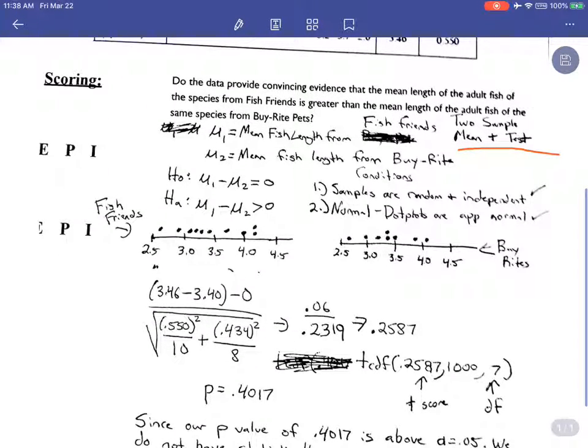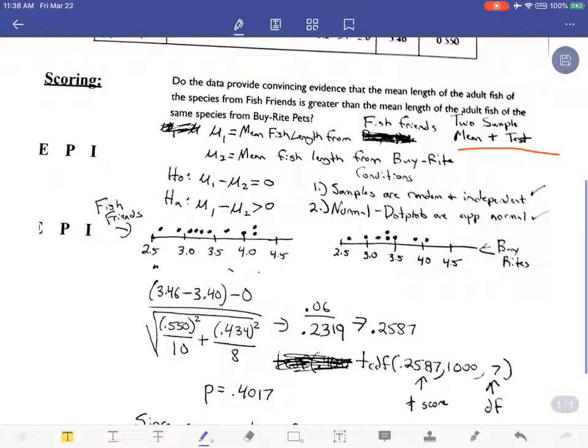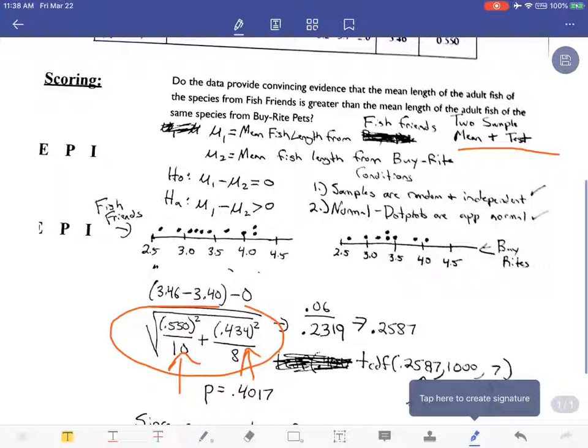So this is what you should have had plugged into your formula. The mean from Fish Friends minus the mean from Buy Rights. And then, as we're doing our standard deviation formula, this first fraction is going to be from sample 1, which is Fish Friends. The second fraction is going to be sample number 2, which is Bayreuth.